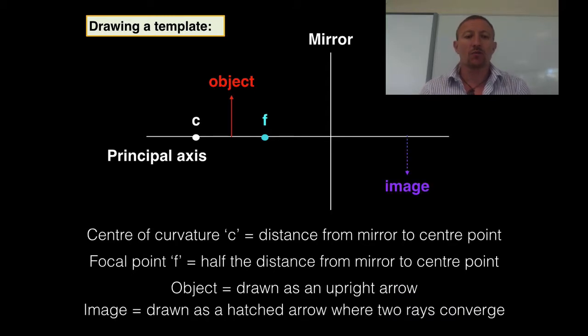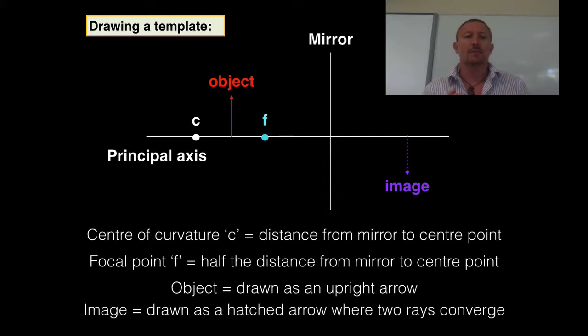Now, when I draw an image, I always draw it as a hatched arrow, so I can deduce the difference between an object and my image, and the image is always formed where the two rays are going to cross, and we'll talk about that again when we run through our scenario. So that's the template, that's how I will set it up.